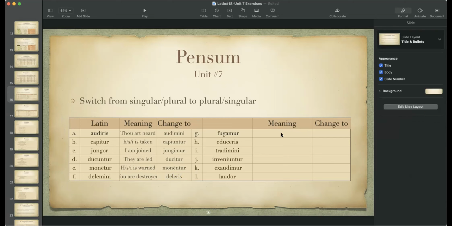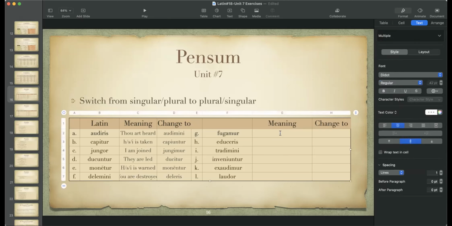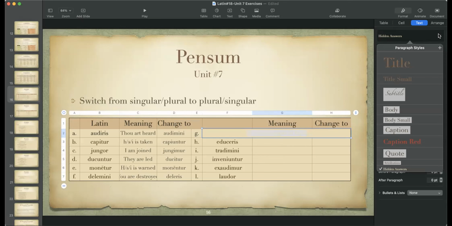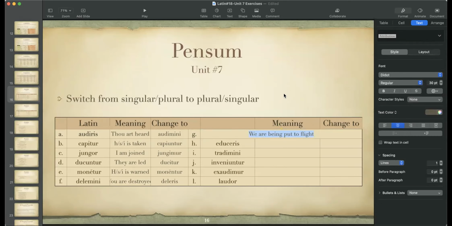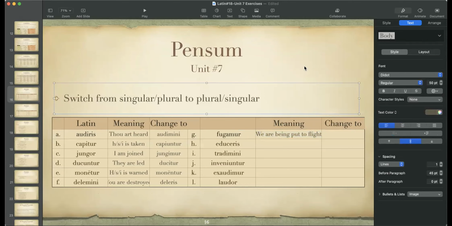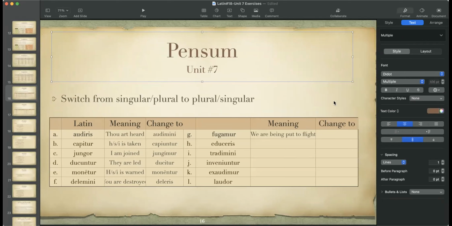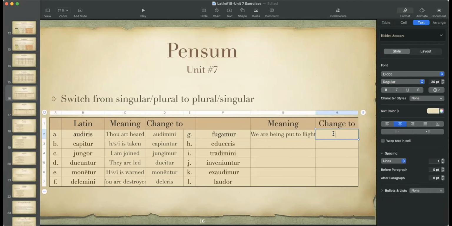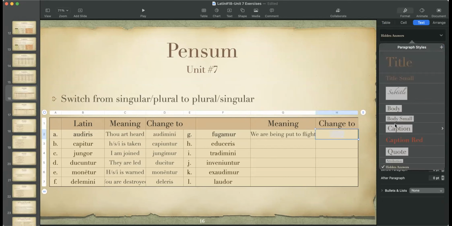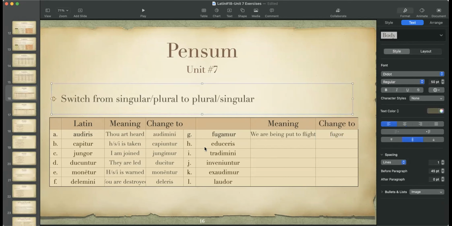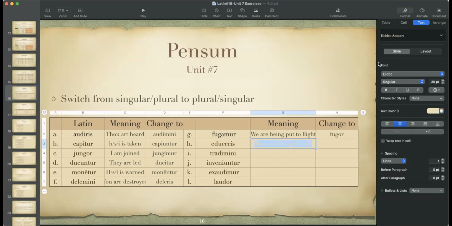Fugamur. This is another one. I believe that was also from this chapter's vocabulary. There we go. Let me squeeze that up a bit. And fugor, yes. Fugor, okay. Educeris. Thou art being led out. Yes.